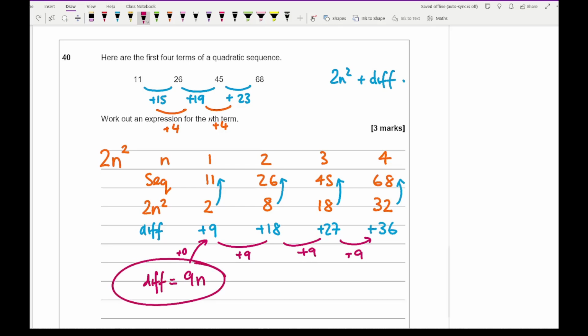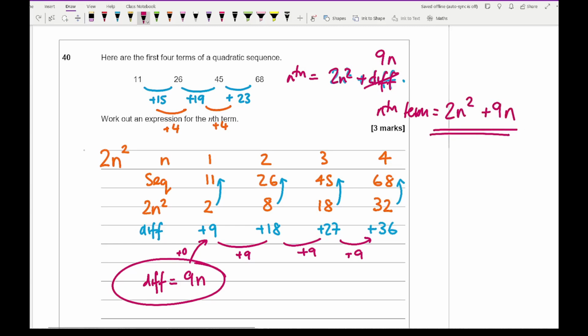So then going back to the formula for the nth term, we've got 2n squared plus whatever the difference was. Well, we now know that the difference is 9n. So that means that the nth term is going to be 2n squared plus 9n, and there is my final answer.